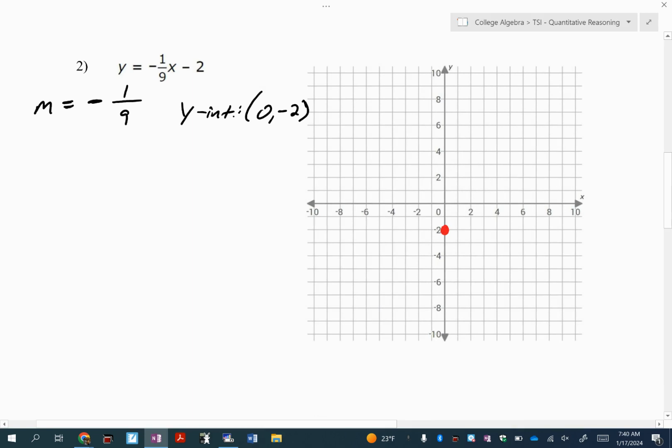Luke told us that the slope is -1/9. So remember, when I see Luke said it was a negative, I'm going to go up. I'm going to go up and then to the left. So I'm going to go up 1 and then to the left 9.